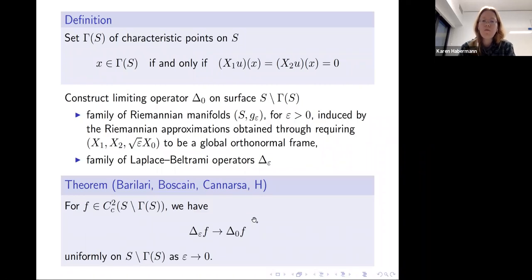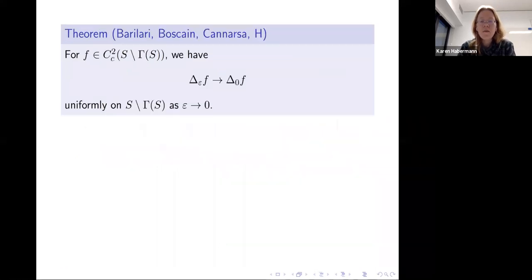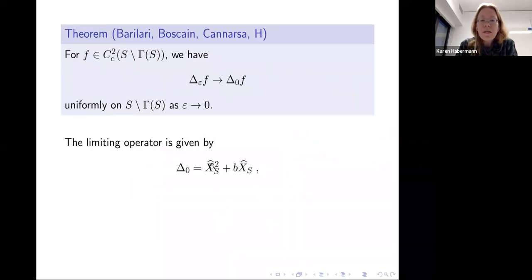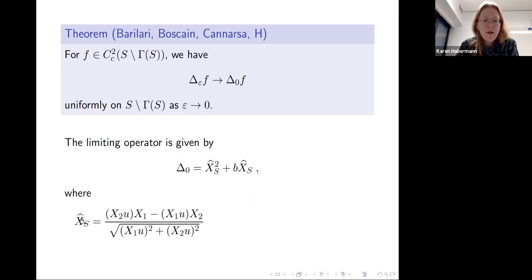And then what we can show is that for each function f, which is C2 and compactly supported away from the characteristic points, the Laplace-Beltrami operators applied to such a function f converge uniformly away from the characteristic points. And we don't only know that they converge uniformly, we can also describe this delta 0 operator fairly explicitly. It's given as the square of one vector field plus a function b times that vector field. And now what are these things? X hat is given as that.